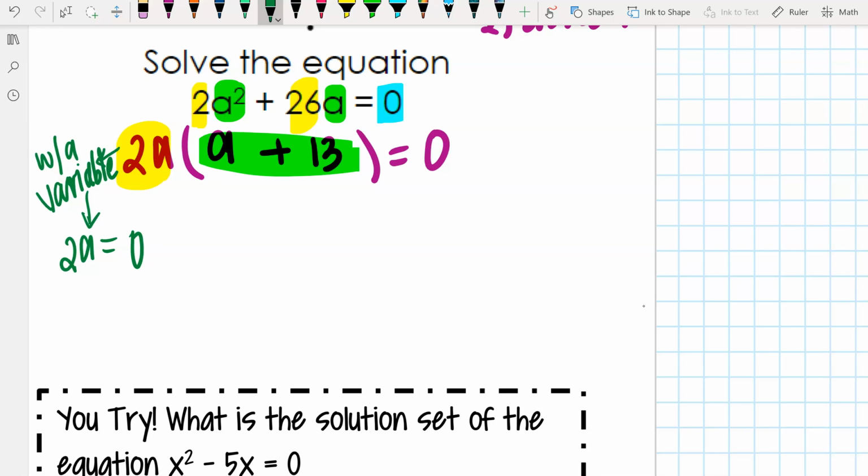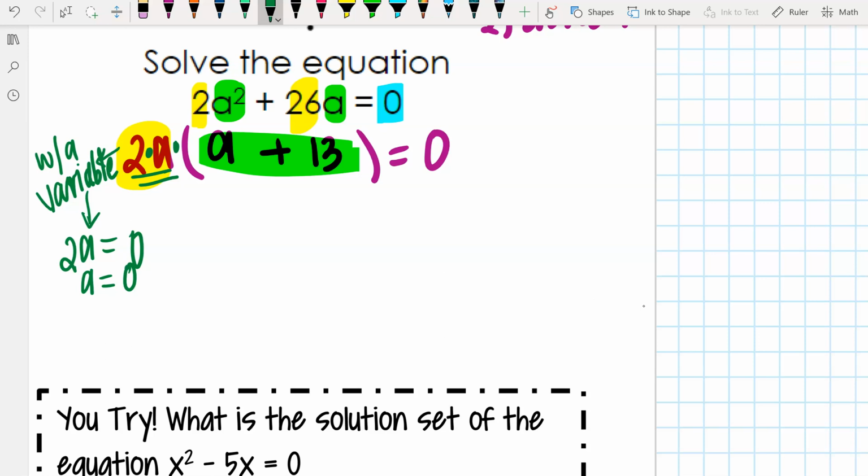We need to figure out if there's other numbers that make it 0, but if 2 times a can somehow give us 0, then we need to check it, okay? So here, if we solve for a, the only way we can get 0 is if a is actually 0. So that is going to be one of our solutions.